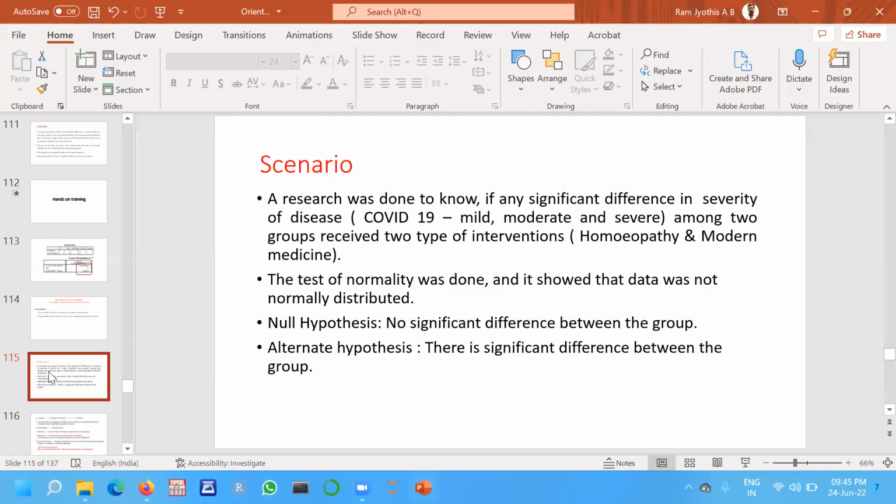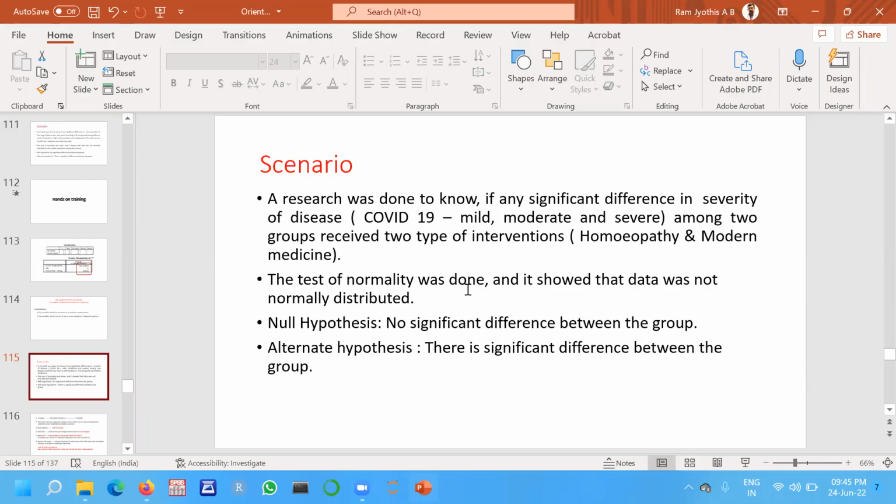Now the scenario is, see, a research was done to know any significant difference in severity of disease, that is mild, moderate, severe, among two groups that received two types of intervention, homeopathy and modern medicine. So we are comparing two different interventions, to know which intervention had patients suffering from more severe forms of disease or more mild forms of disease. Okay, so that association we are going to analyze.